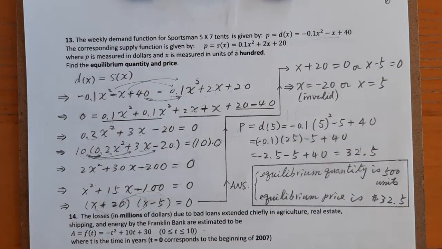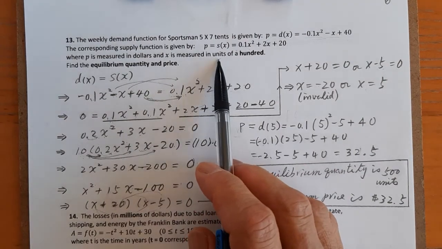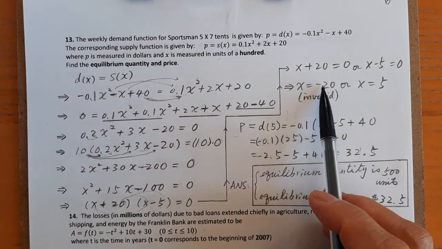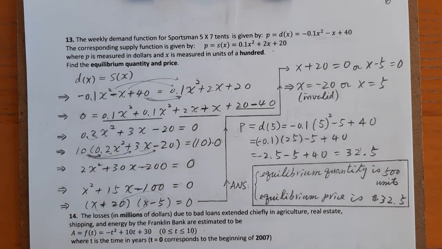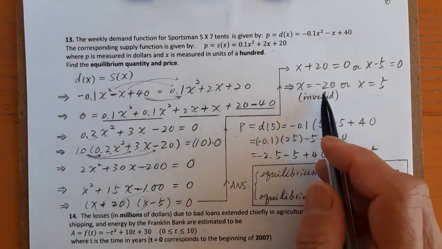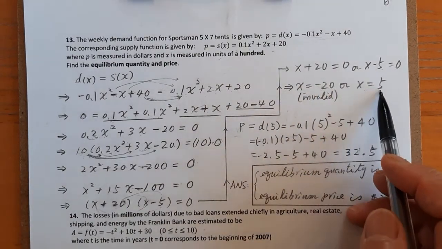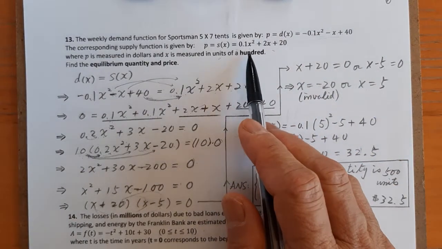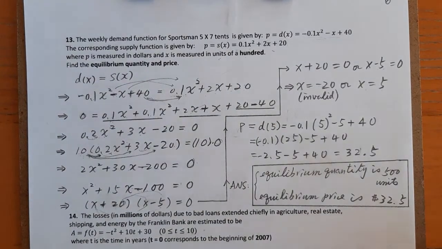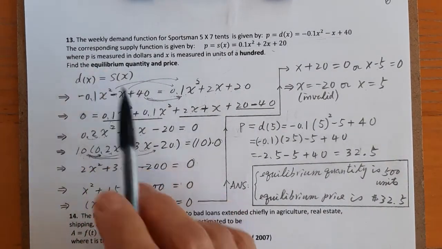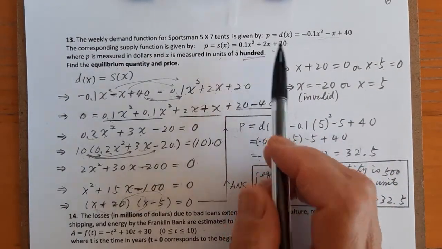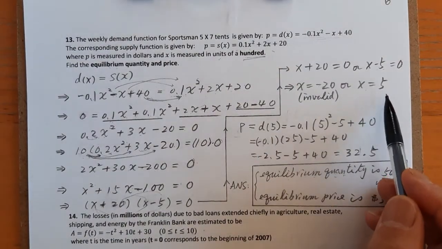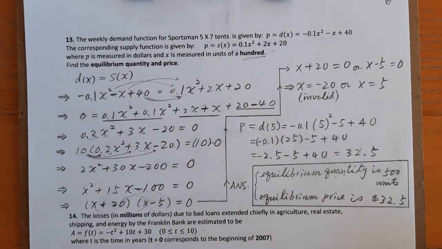And since x is the number of units, it's impossible to have negative 2000 units, because units are always positive. So negative is invalid. So we pick the positive. So it's 500 units. That is the equilibrium quantity. So the equilibrium quantity is 500 units because x is in hundreds. So you have to multiply by 5, which is 500 units.